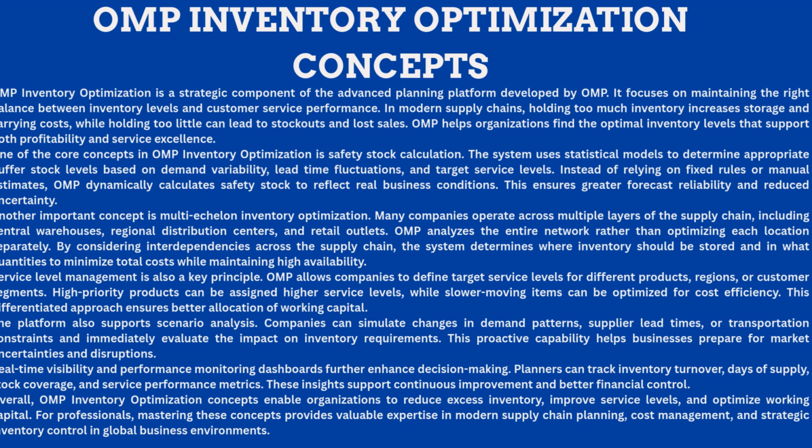Another important concept is multi-echelon inventory optimization. Many companies operate across multiple layers of the supply chain, including central warehouses, regional distribution centers, and retail outlets. OMP analyzes the entire network rather than optimizing each location separately. By considering interdependencies across the supply chain, the system determines where inventory should be stored and in what quantities to minimize total costs while maintaining high availability.